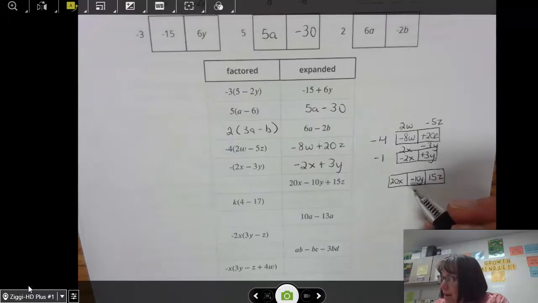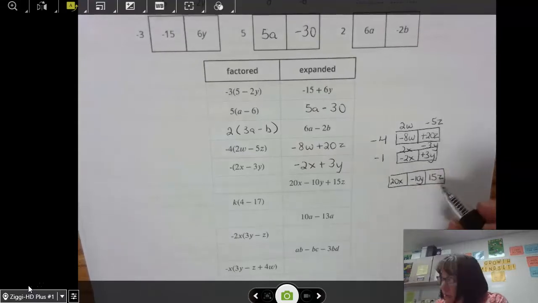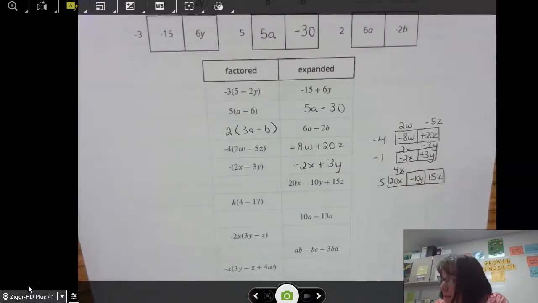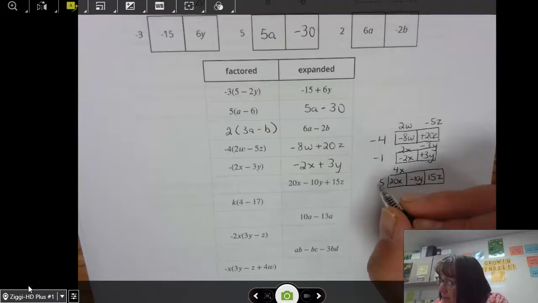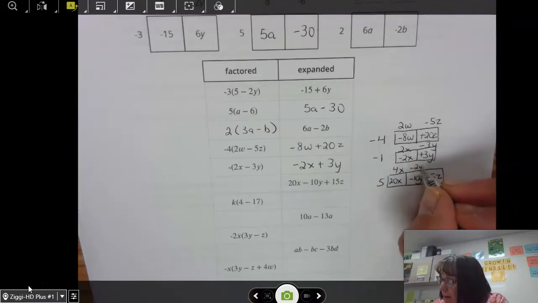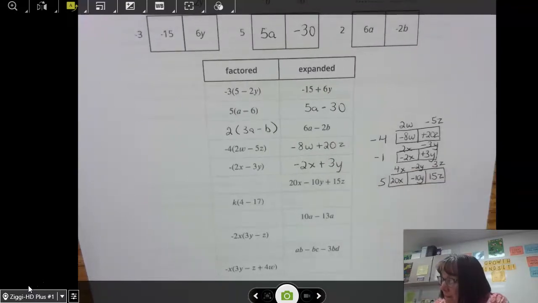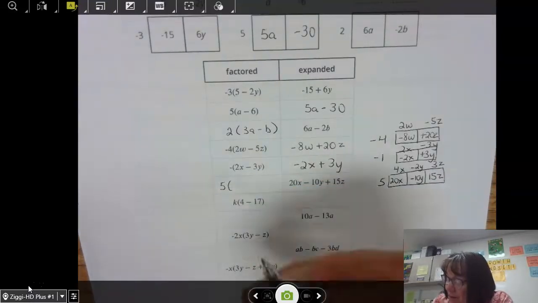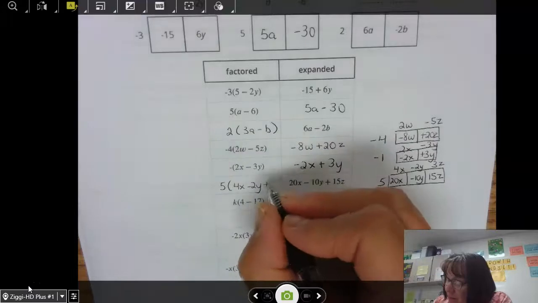What number can I take out of 20, 10, and 15? Well, they're all 3 divisible by 5, right? So you can take 5 out. 5 times 4 gives me 20, so that's a 4x. 5 times what gives me negative 10, or you're dividing. Negative 10 divided by 5 gives me a negative 2y. And 15 divided by 5 would give me 3z. So I have a 5 on the outside for my factored form. I took out a 5 and I'm left with 4x minus 2y plus 3z.